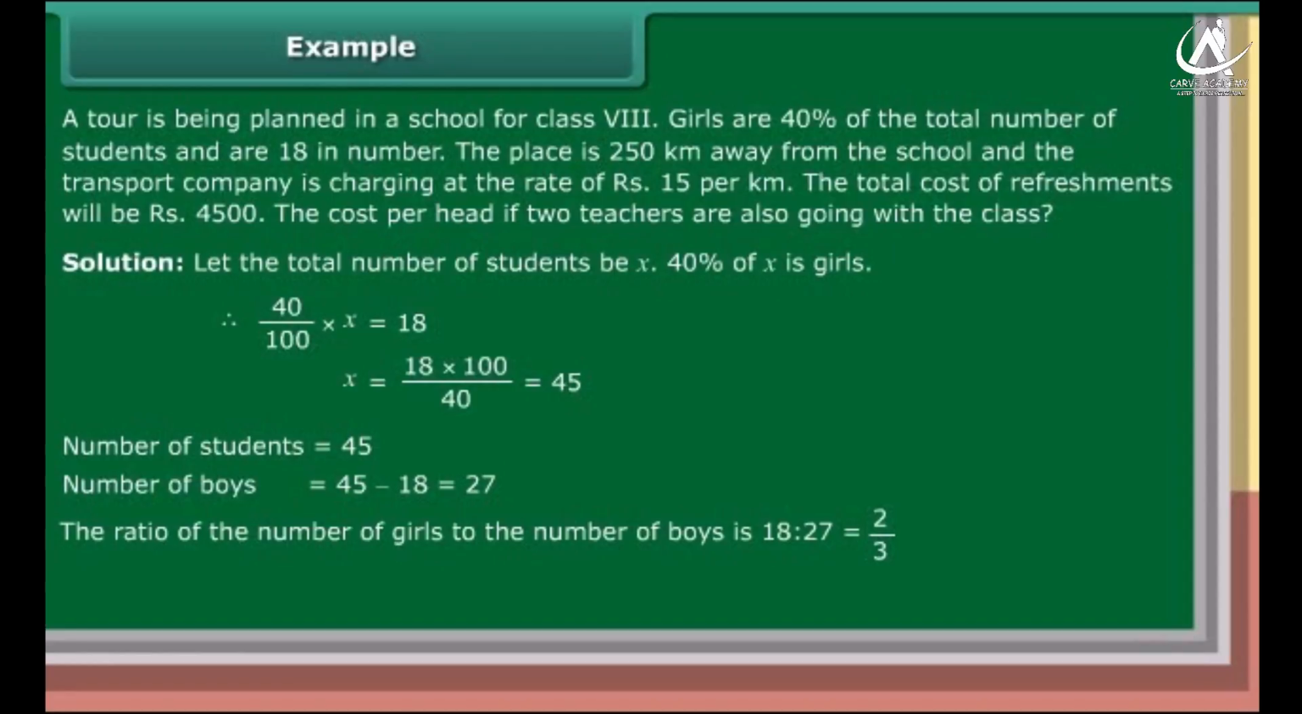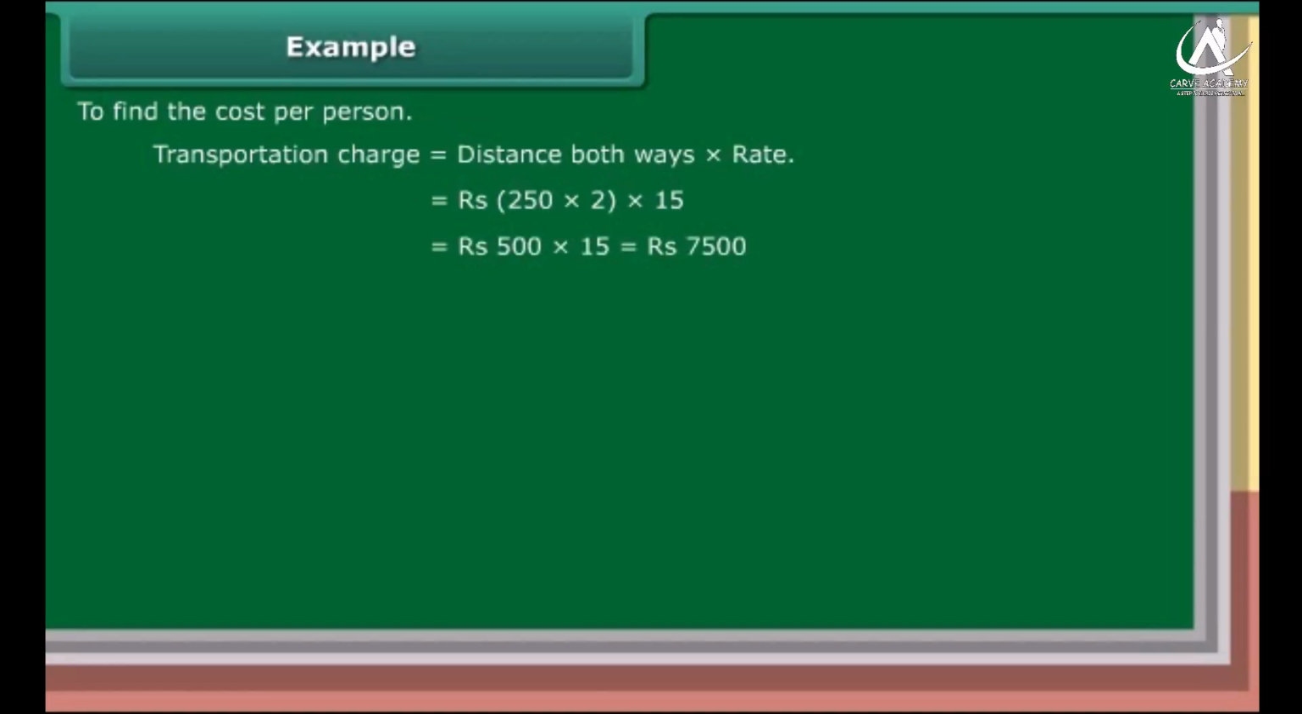The ratio of the number of girls to the number of boys is 18:27, which is equal to 2 upon 3. 2 upon 3 is written as 2:3 and read as 2:3. To find the cost per person, transportation charge is equal to distance both ways into rate, which is equal to Rs 250 into 2 into 15, which equals Rs 500 into 15, which is equal to Rs 7,500.